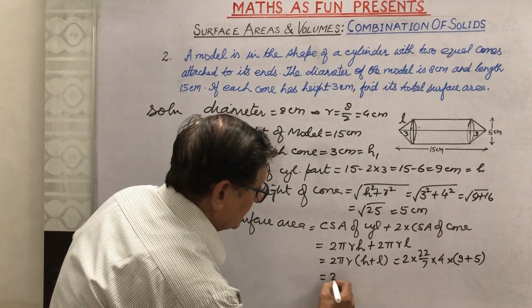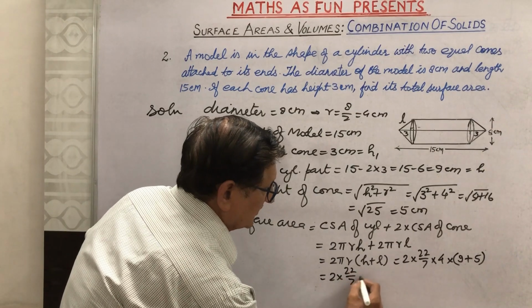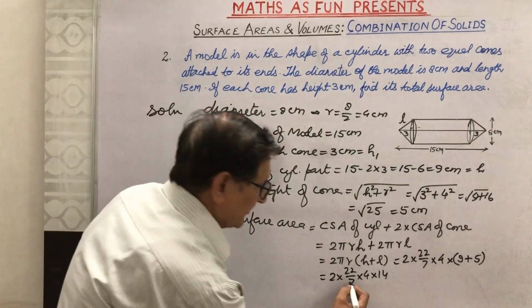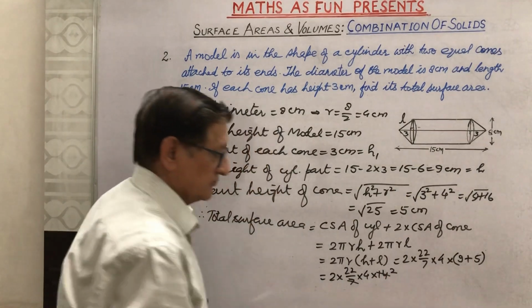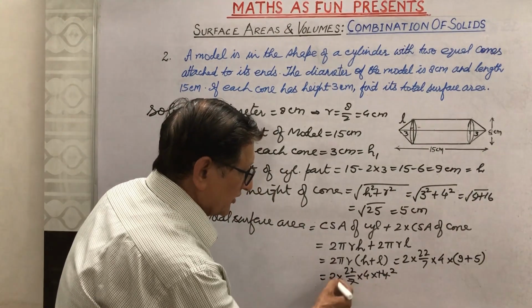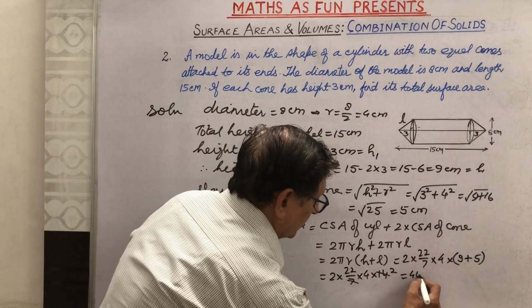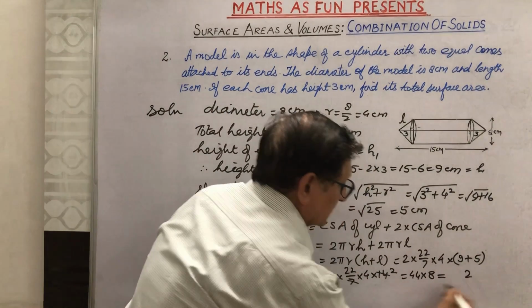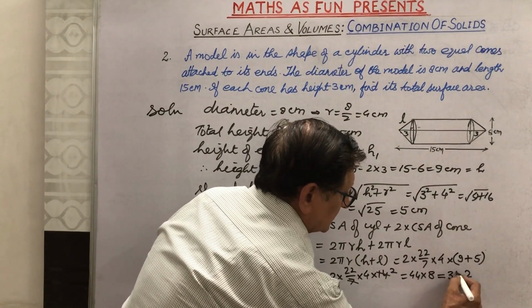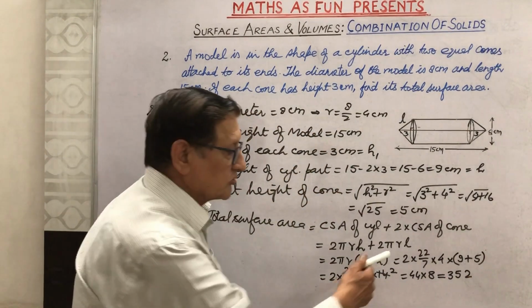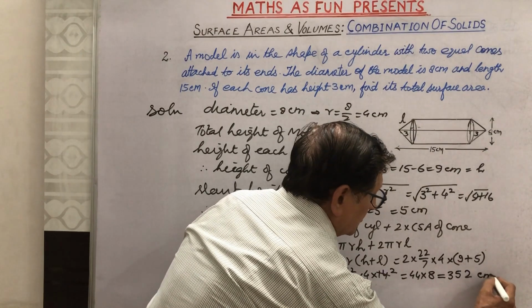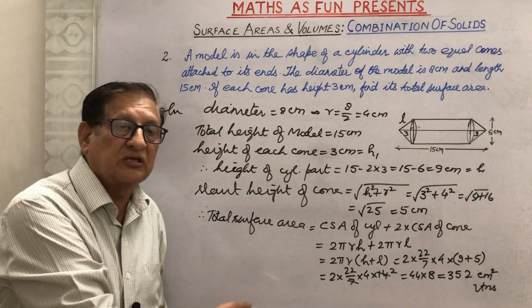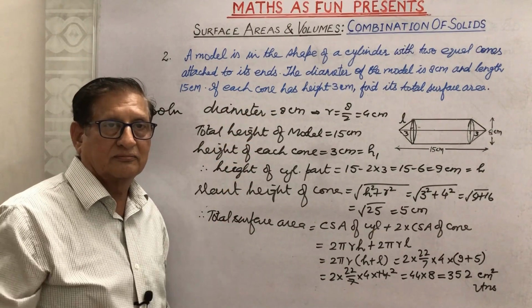Simplifying this, we get 2 into 22 by 7 into 4 into 14. 7 cancels this twice. So we get here 22 into 2 is 44 and 4 eights are 32, 32 and 3 is 35. So this comes as 352 centimeter square, which is the total surface area of this model.